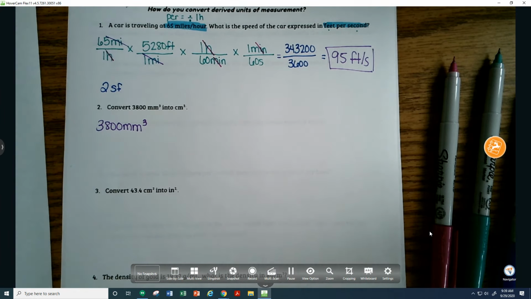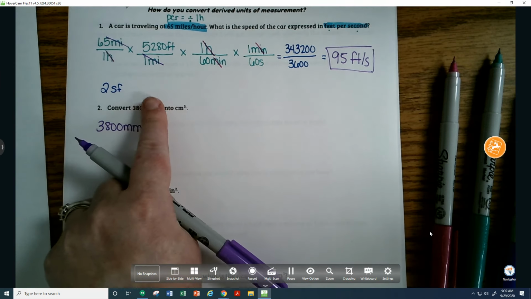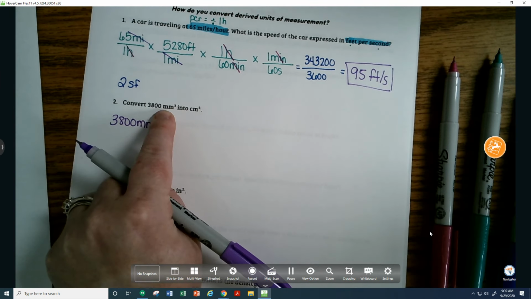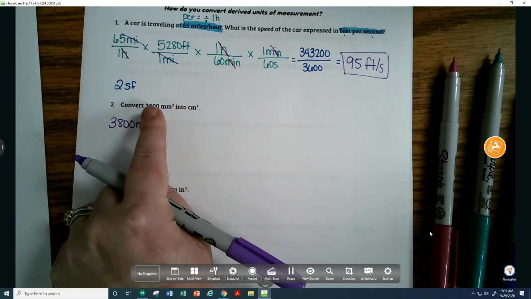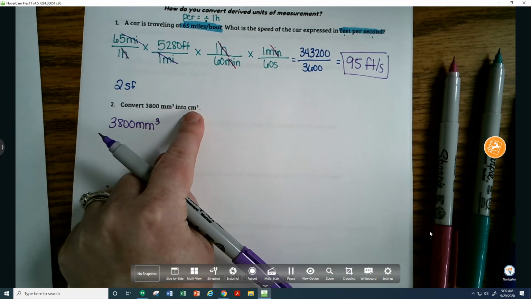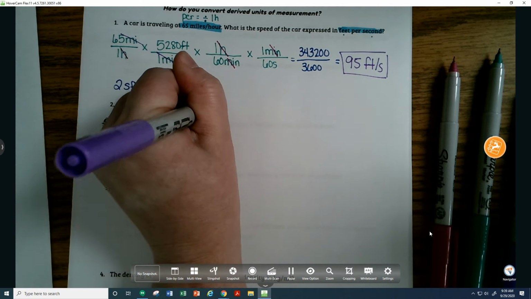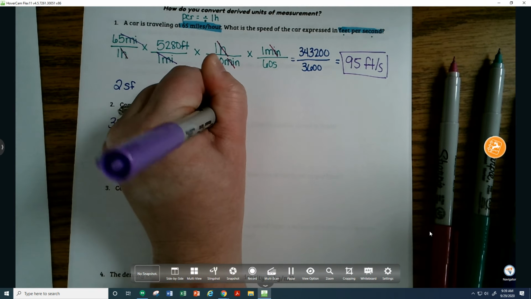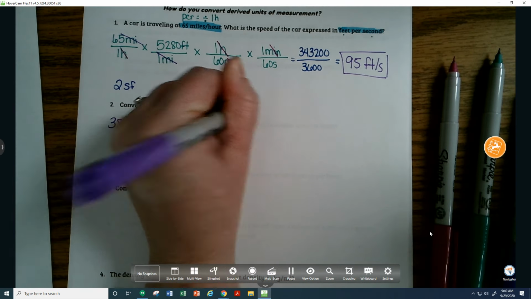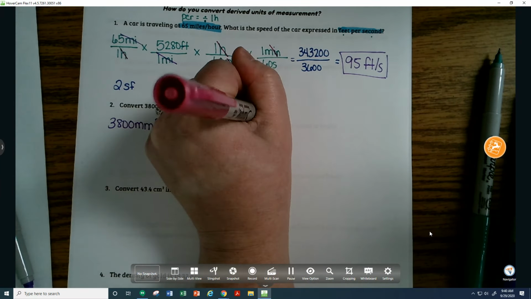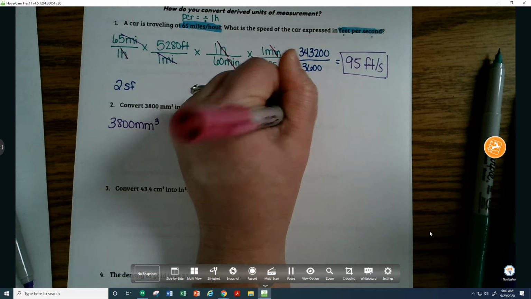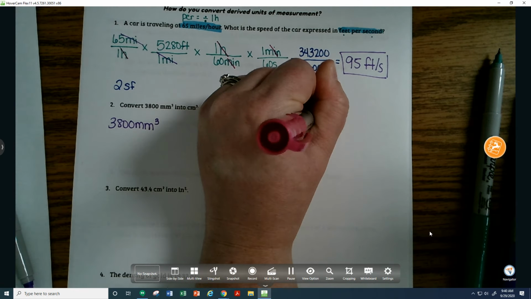So this is a lot like your metric conversions. If you just cover up that cubed part, it's looking like millimeters to centimeters. So if you remember, this is a prefix to prefix conversion. And I had you guys do that little roadmap: prefix, base unit, back to prefix. So that means you're going to convert millimeters to meters to centimeters.